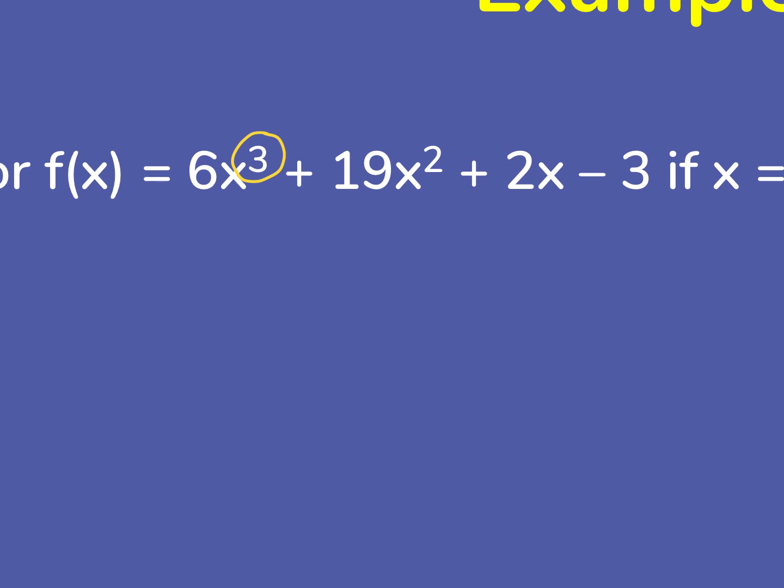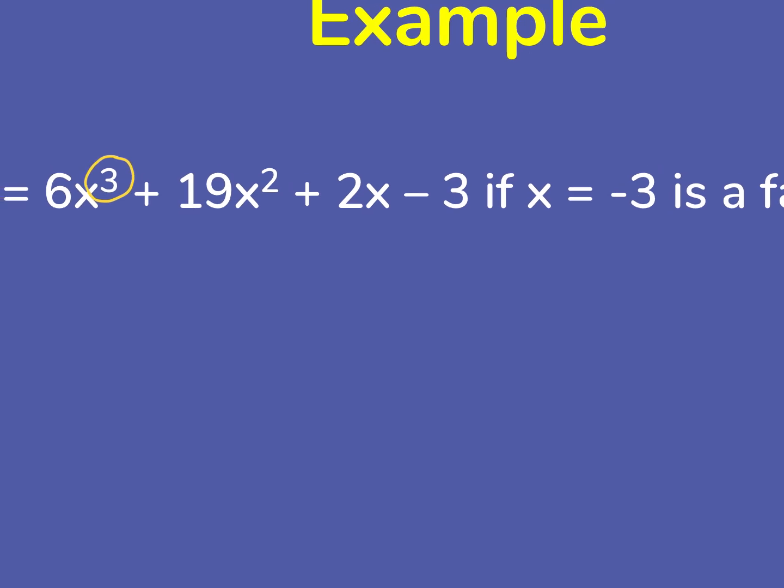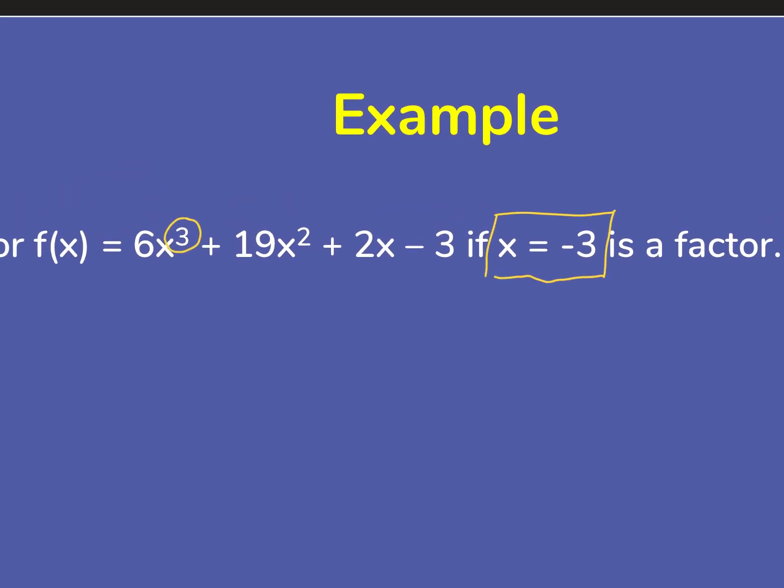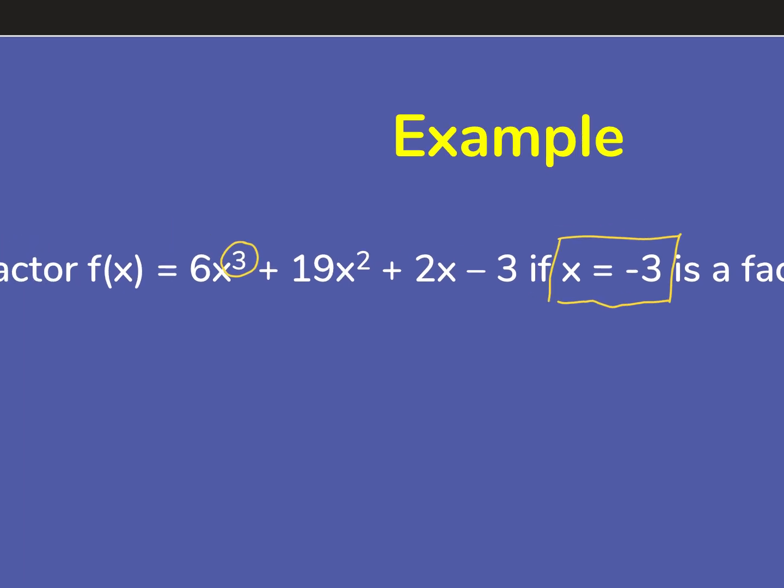So they're telling us one of them. They're telling us that one of the x-intercepts is x equals negative 3. You guys see that? So what do I do with that? They're telling me that negative 3 is a factor. I got to find the other ones. What do I do with that negative 3? Yep, we're going to use it in our synthetic division. So I have negative 3, and then I write out my coefficients. What are my coefficients? 6, 19, 2, and negative 3.